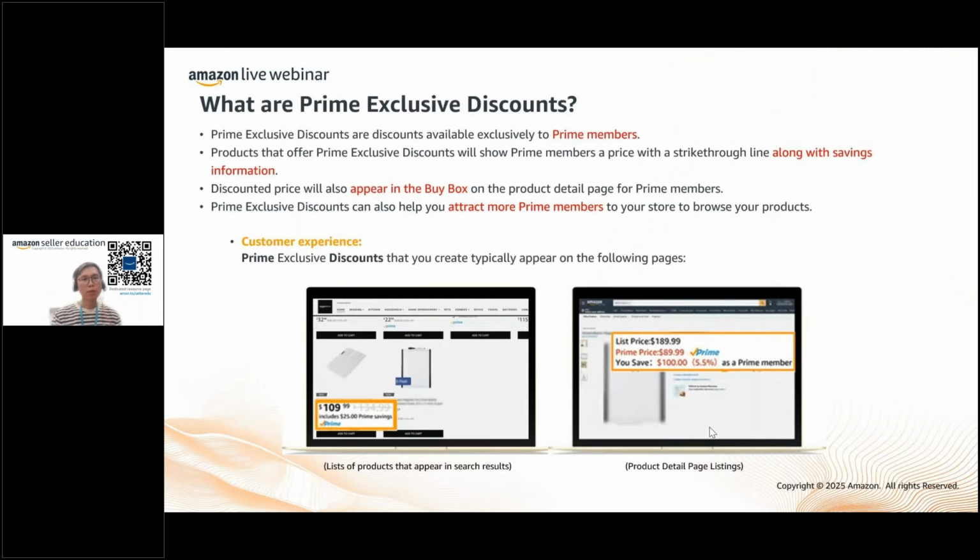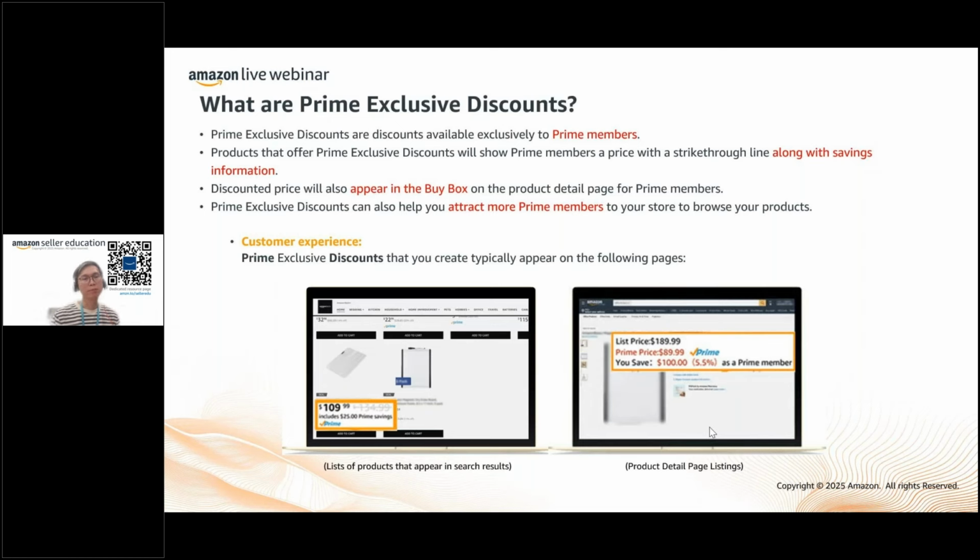Now, what exactly is a Prime exclusive discount? As the name says, you can set this discount exclusively for Prime members. Prime members are those who have paid either a monthly or annual membership fee. If you're selling in the US store, the US Prime membership is, if I recall, about 149 USD a year. So you can target and give discounts to this group of customers.